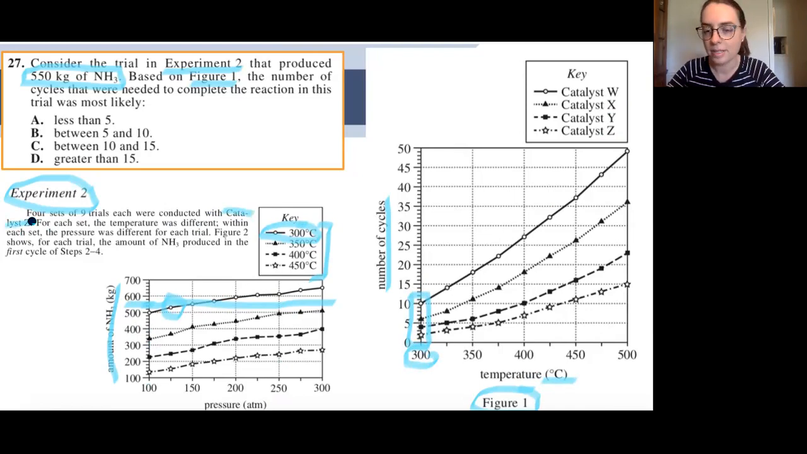Okay, now go back to your second graph. Catalyst Z is the star. So the star's value for number of cycles looks like it's less than 5. So my answer here for A: less than 5.